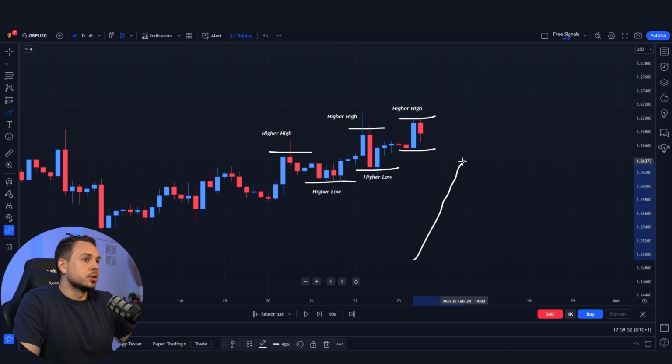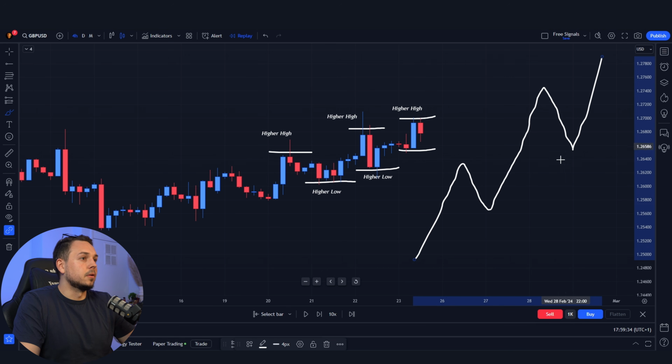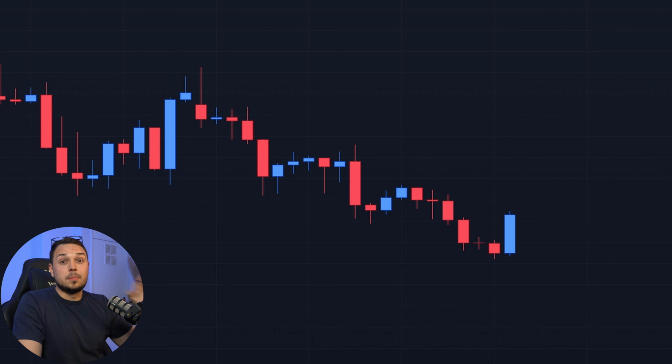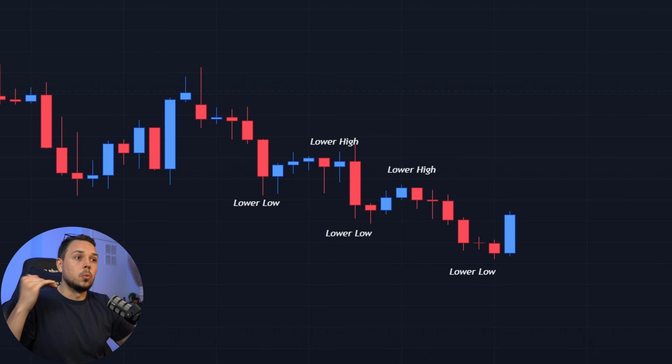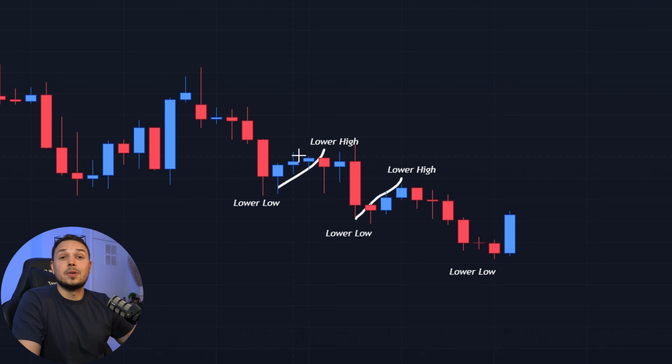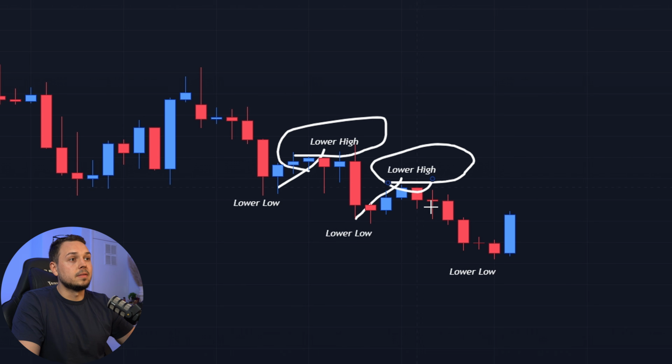Typically, market structure will move as a ladder every single time it pushes up and retests the previous area low. Price action would work the same way in a bearish market, except we would be looking for lower lows and lower highs every single time the candlesticks push towards the downside. It's a new low, and every single time it retraces back, it's a lower high.